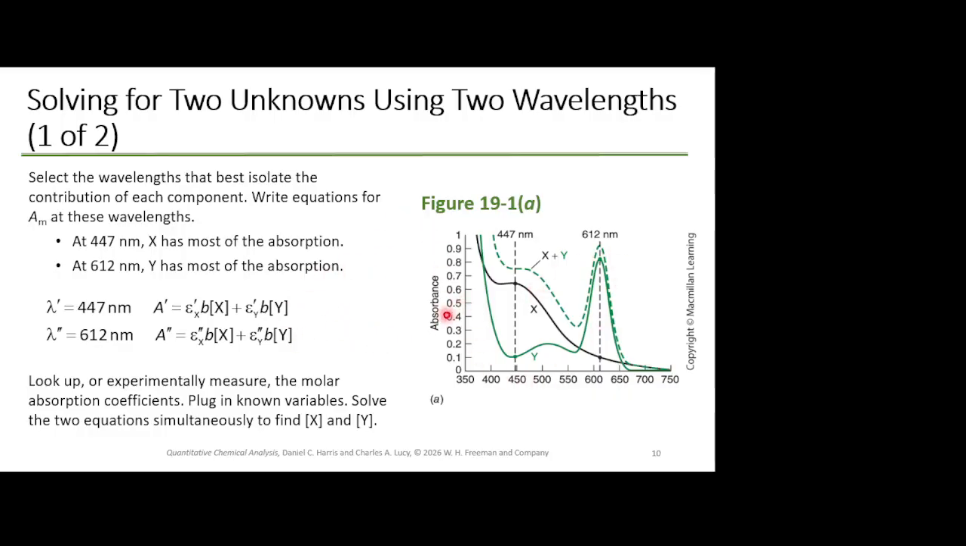So you'd look up or experimentally measure the molar absorptivity coefficients for these wavelengths, the 447 and 612. Then you'd plug in your known variables and solve the two equations simultaneously to find the x and the y. Again, this is actually done easiest through programs and spreadsheets. I don't think I've seen anybody do this manually with a calculator, except in classes. I honestly can't think of any scientist who has done this manually ever in my career.